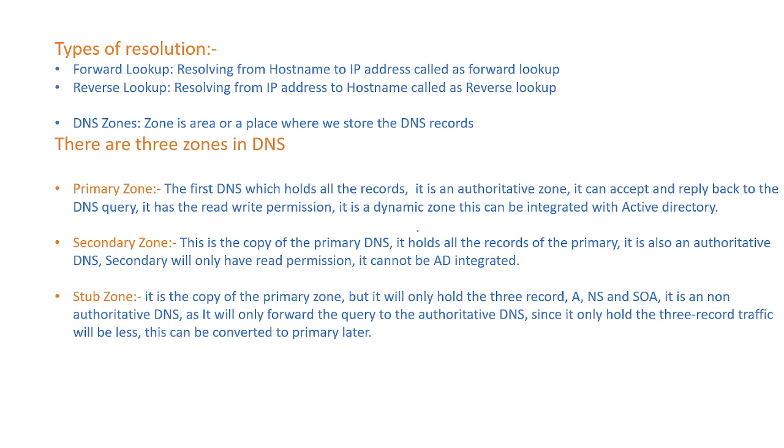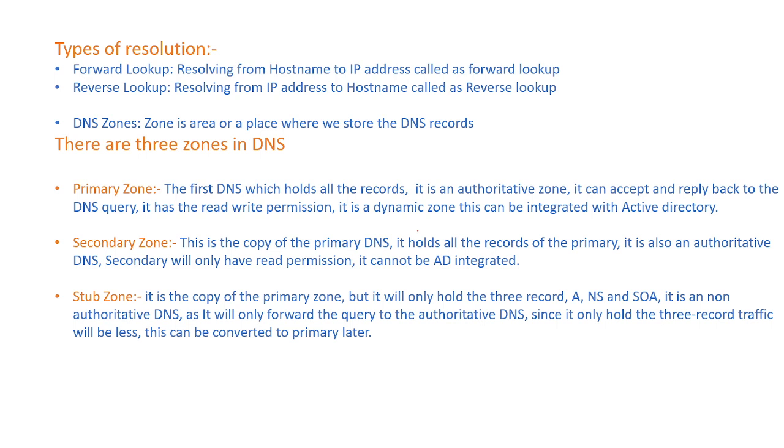The secondary zone is the copy of the primary zone. It will only do the read operation. That's all. It will do everything, but you cannot create, delete or modify a record in the secondary zone. It is just a read only copy of the primary zone. The third one is the stub zone.